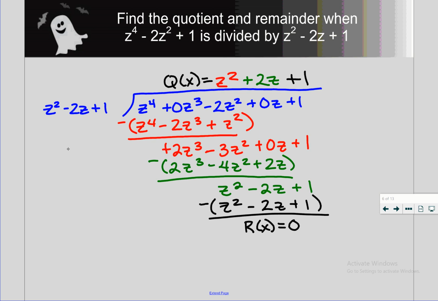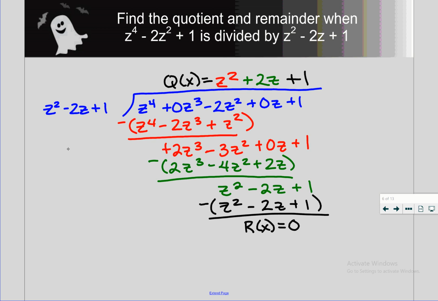Why are you multiplying all by z squared? Because that's what we decided goes into this polynomial to give me that z to the fourth. That's what I put up here. Whatever you put up here is that one term, that monomial, that you're going to multiply this polynomial by. Okay, and we get that because we look at the first terms and we decide this times what gives me this. Okay. Other questions?